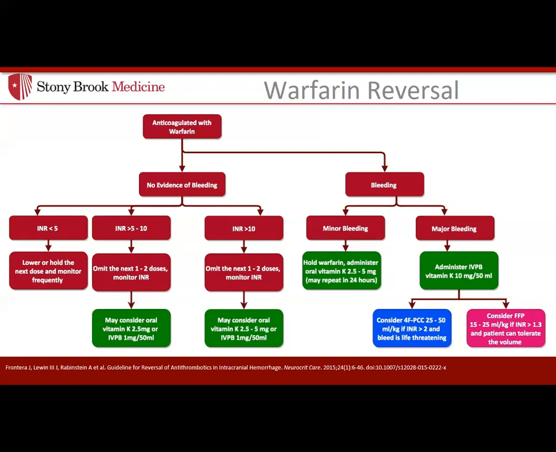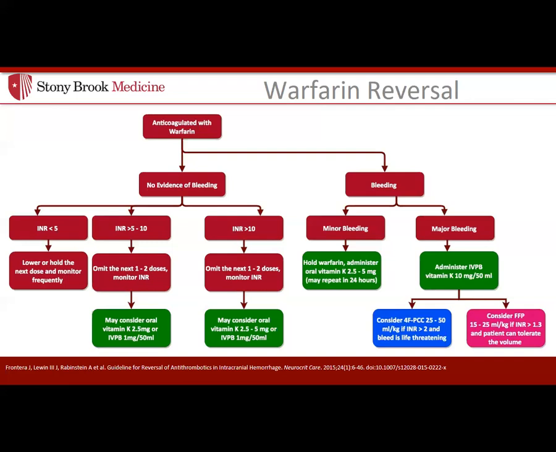So that's something to take note. Someone can come in with an INR above 10, but they might not require a reversal agent. So that's something just to keep in mind. If there is bleeding, though, they are going to receive some kind of reversal agent. There is minor bleeding or major bleeding. This can become difficult to differentiate, and it is really a clinical decision based on the team.